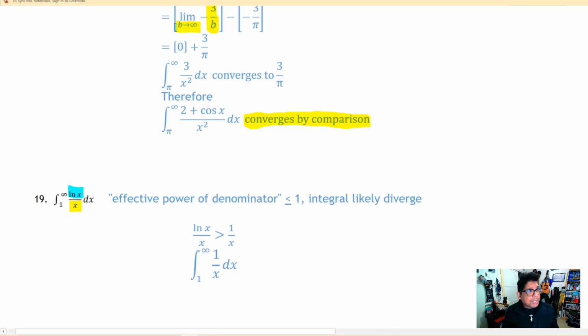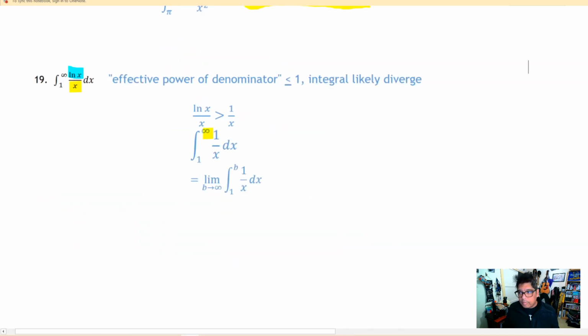Okay, I still see a problem here with the upper limit. We've got an infinite upper limit, so we're going to use the knowledge that we have to deal with that. We'll create a limit as b approaches infinity of the upper limit b. Now the antiderivative of 1 over x we already know is natural log of x. And now with our antiderivative, we can also substitute.